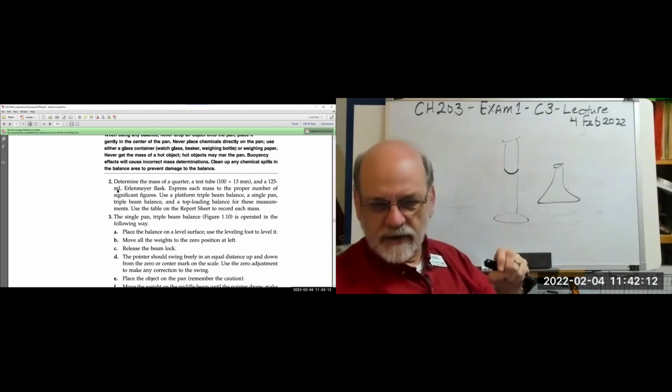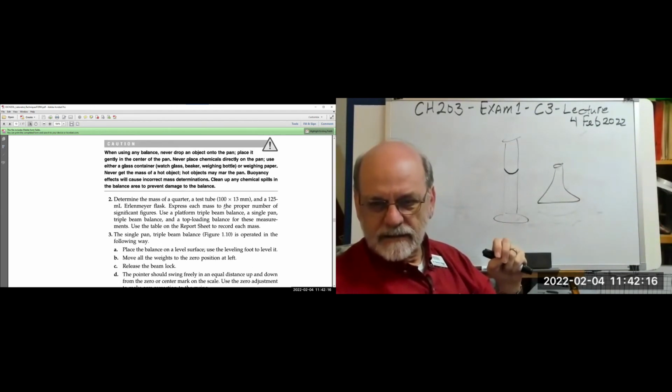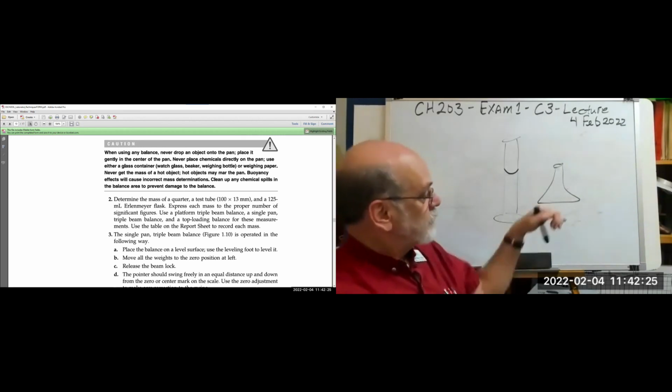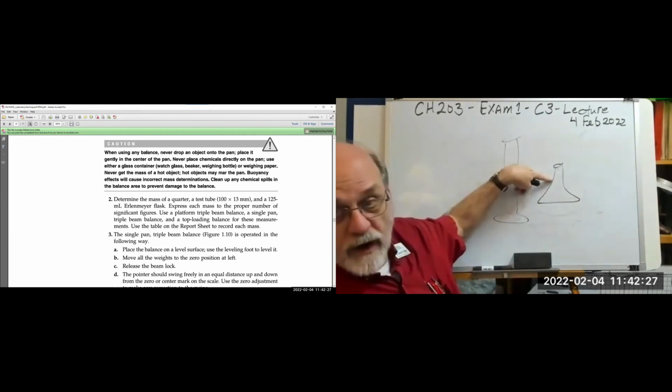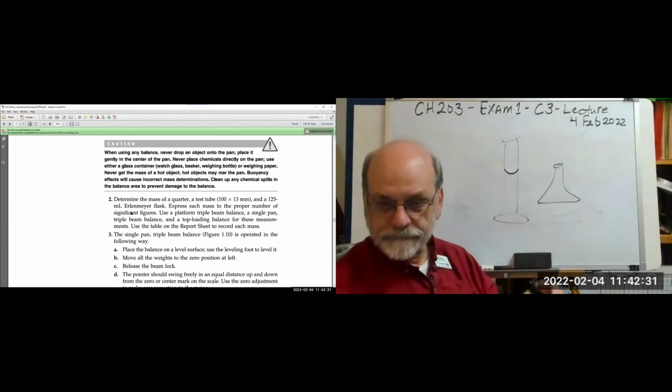Let's see, what else? We're going to measure that Erlenmeyer flask. This is a nominal value, 125 milliliter. It's actually 125 milliliters up to here somewhere. So the total volume would be more.